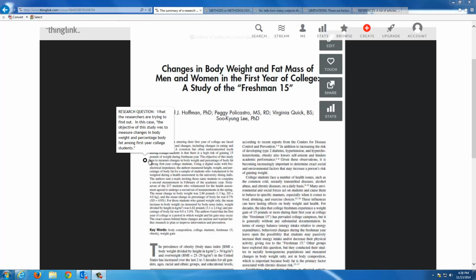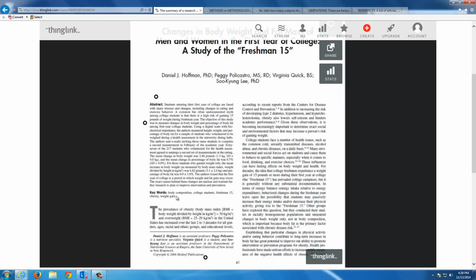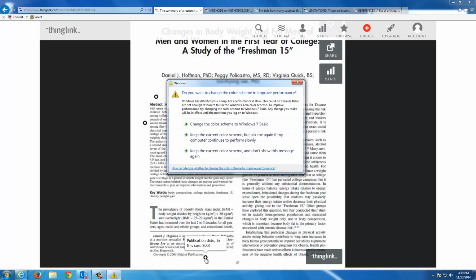Within this abstract, you'll see what the research question is. This is what the researchers were trying to find out. You can see in this case, it says the objective of this study was to measure changes in body weight and percent body fat among first-year college students. So that research question should be spelled out in the abstract. As I scroll down here, if you look down at the bottom here, it'll tell you the publication date. So you can see this article is published in 2006 and who published it.